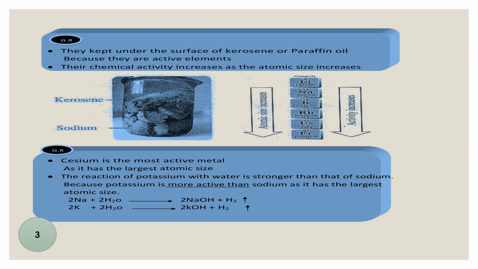So we can say that cesium is the most active metal. Why? As it has the largest atomic size. Then, give reason. The reaction of potassium with water is stronger than sodium. The answer, because potassium is more active than sodium, as it has the larger atomic size. As the following equations: 2Na plus 2H2O produce 2NaOH plus H2 evolved. And another equation, 2K plus 2H2O produce 2KOH plus H2 evolved.